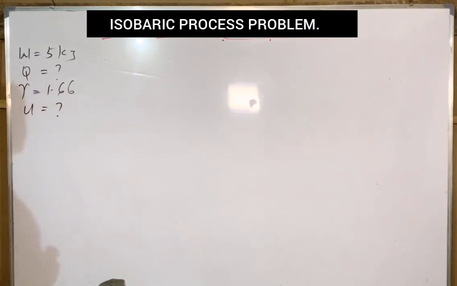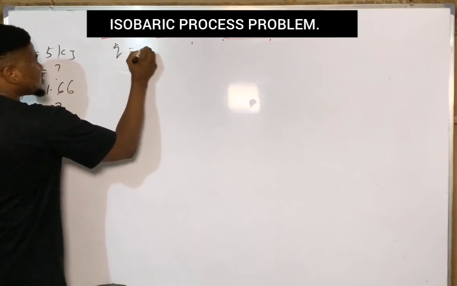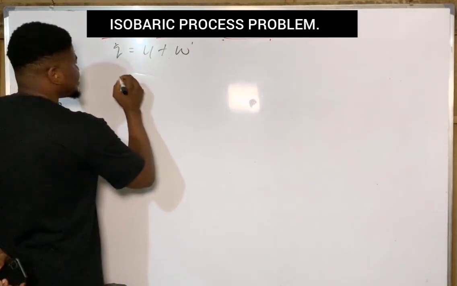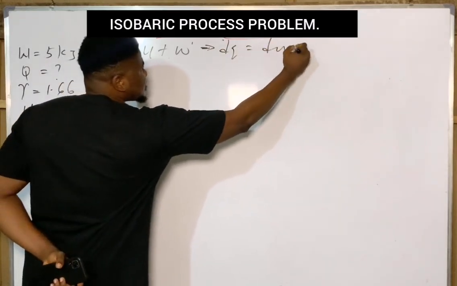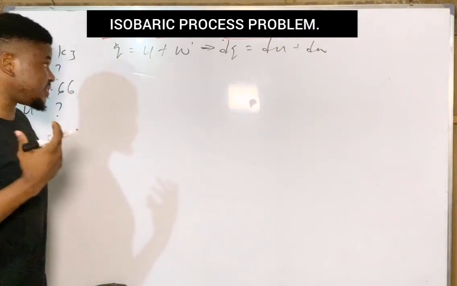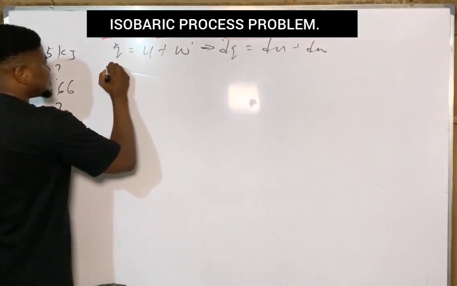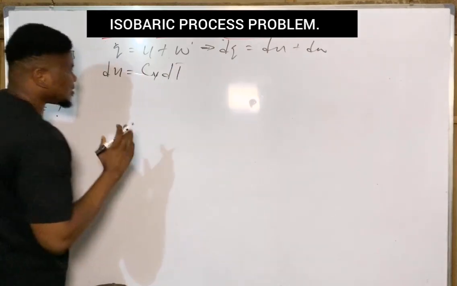Okay, so first thing, for a reversible isobaric process, the very first thing that should come to your mind is to pull out your non-flow energy equation. Q is equal to U plus W. This simply implies that dQ is going to be equal to dU plus dW. So this should always be your basic equation and that should come to your mind first. Now dU, we've said this already, is going to be Cv dT. We've said this in all our videos.